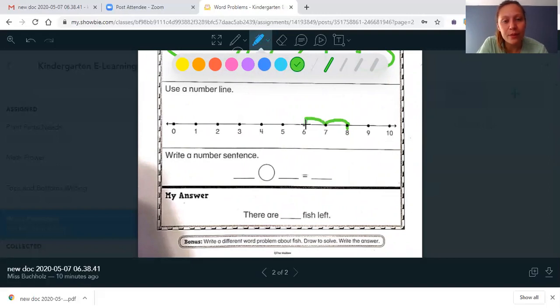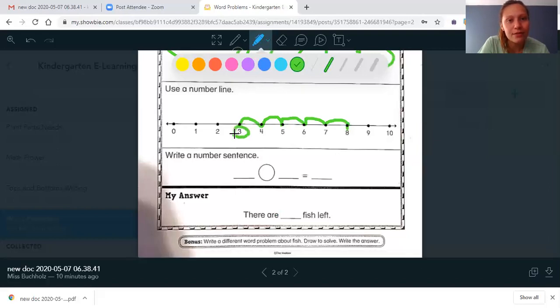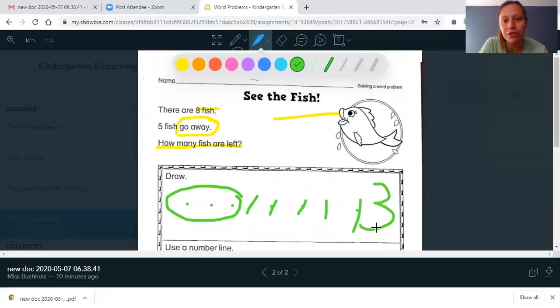So now I'm going to go 1, 2. I have to go 5 spaces back. 3, you should be doing this with me. 4, 5. And what number did I end up on? So how many fish are left? Is that the same number I got when I drew a picture?